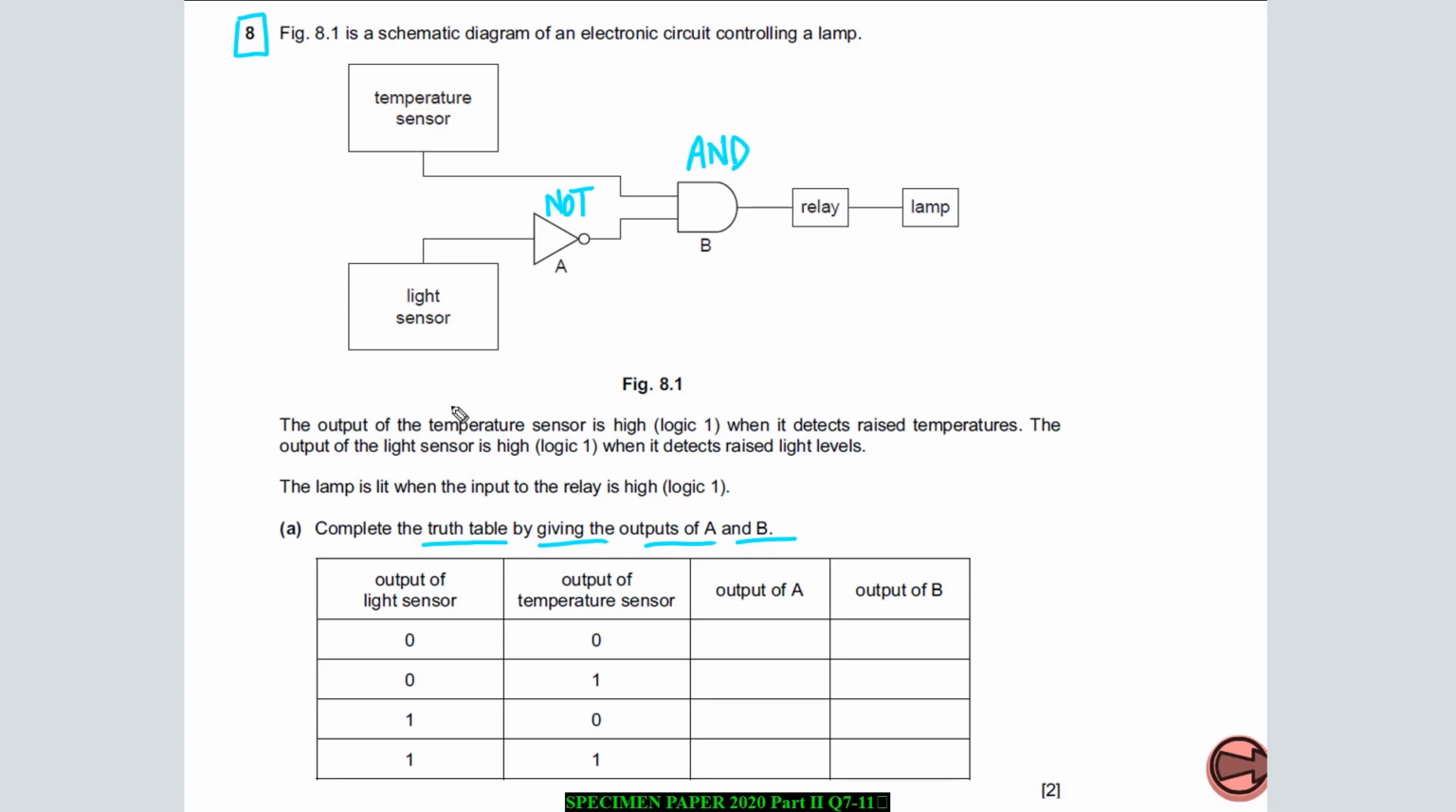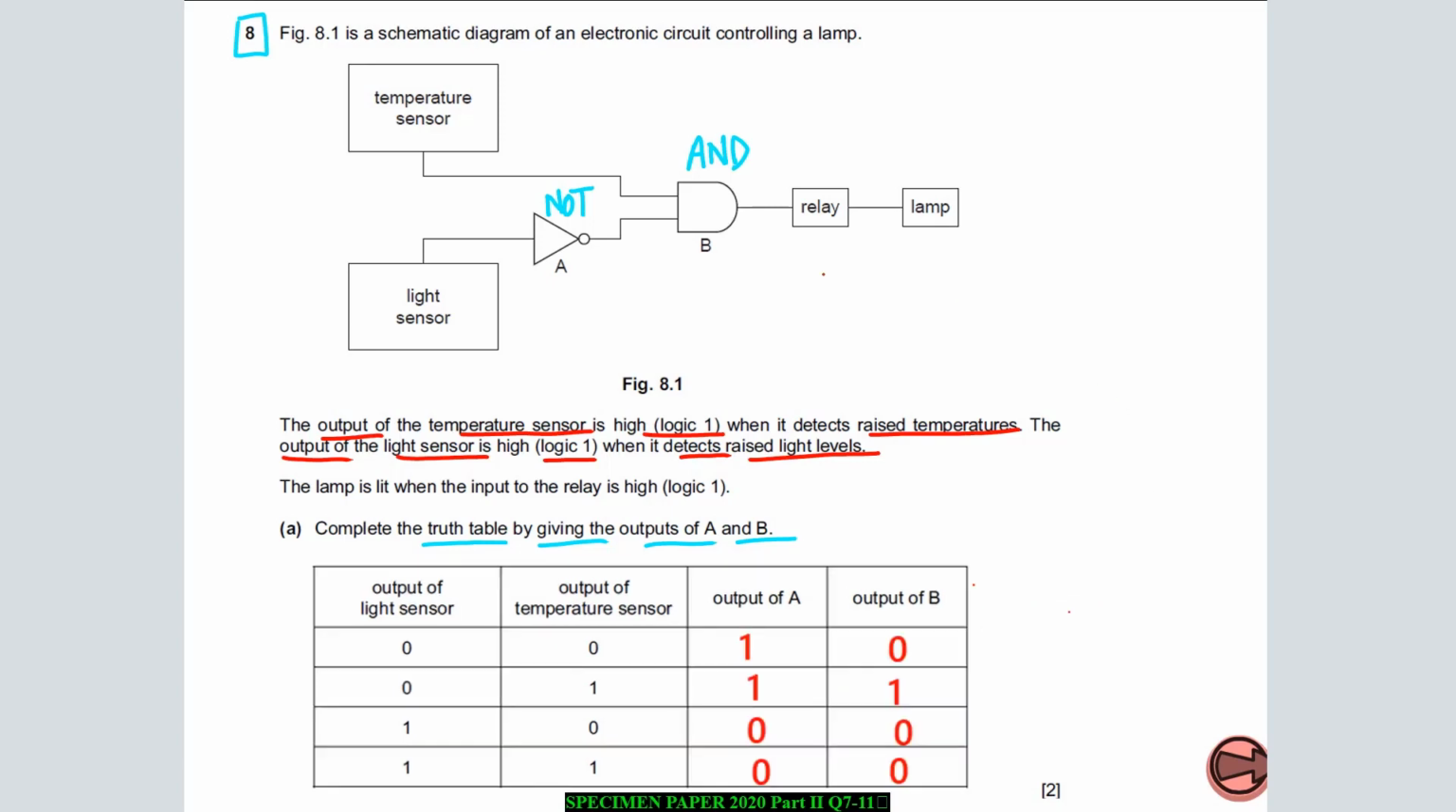It is given to us that the output of the temperature sensor is logic 1 when there is a high temperature, a rise in temperature, and the output of the light sensor is 1 when it detects raised light levels. Based on this, we need to answer the output of A and the output of B. The output of A is the first thing we have to be quite clear about.